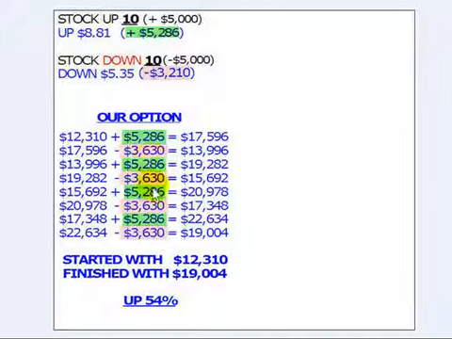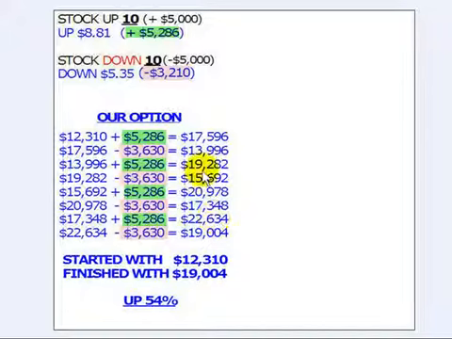So to illustrate the point, I drew this, and you can see that you start out with 12,310, you end up with $19,004 with the stock trading up 10, down 10. 2 steps up, 2 steps back, so on and so forth. At the end, you're up 54% on your money. That doesn't even include the fact that with all these gains, you have more money. You have more money to invest in more options. The bottom line is you'd make even more than 54%, but I thought that this was a good example just as a starting point.